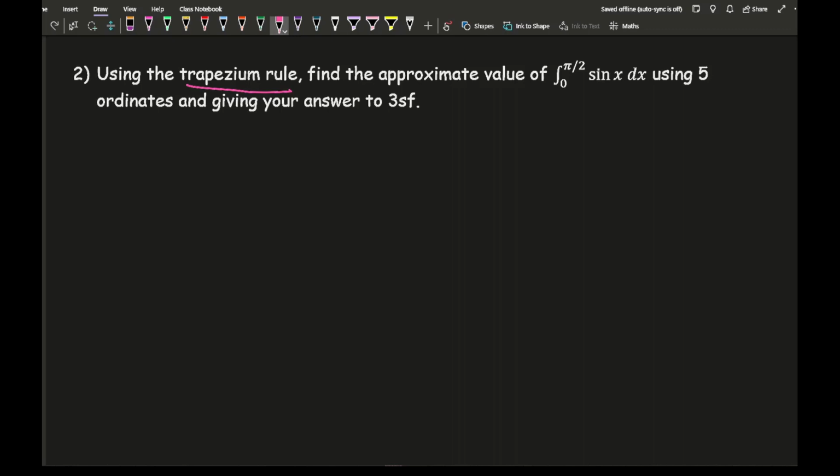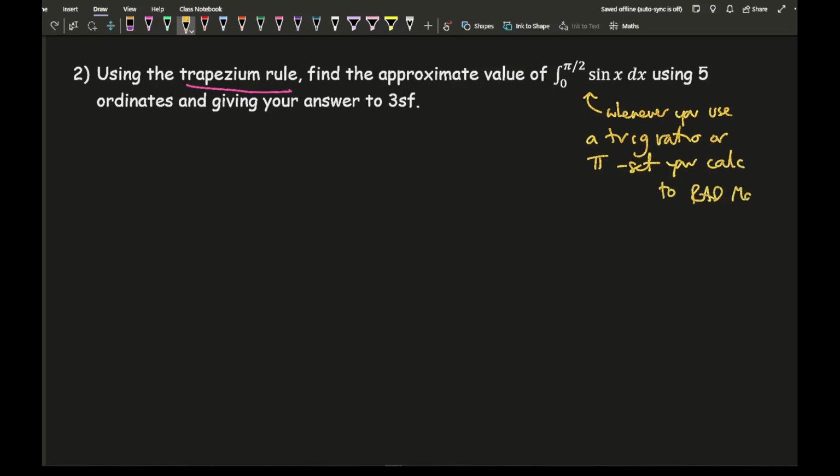Now with this, we notice that looking at the formula we've got using trig ratios, and we've got something involving pi. Now this will always imply, so whenever you use a trig ratio or pi, set your calculator to radian mode. And that's really important when it comes to substituting the values in to find your y ordinates. We've also noted that in this particular question, it's not told us how many strips to use, but how many ordinates to use.